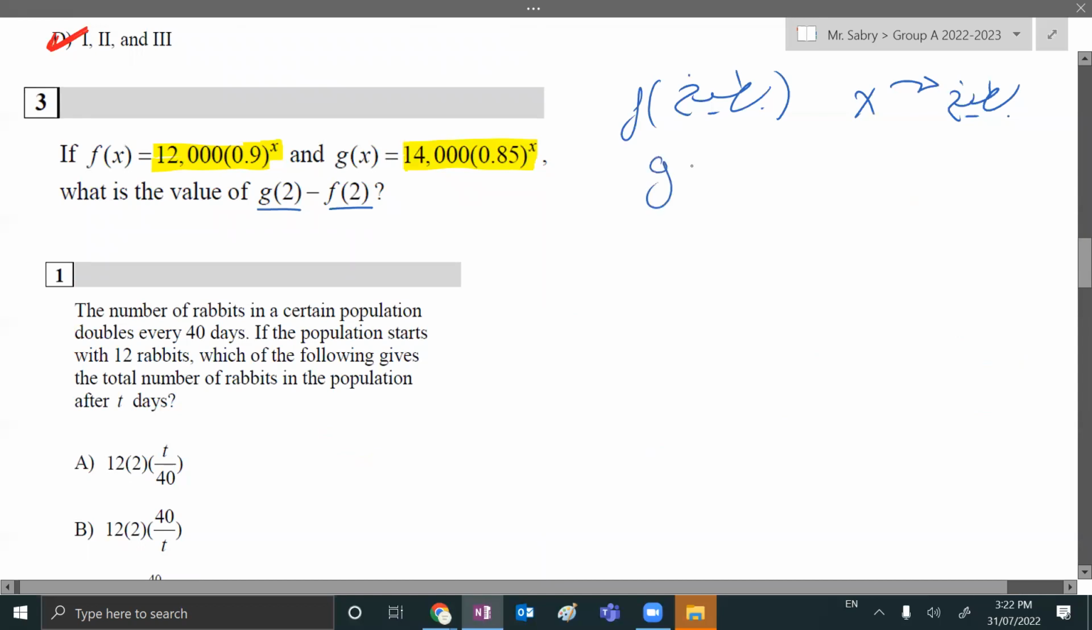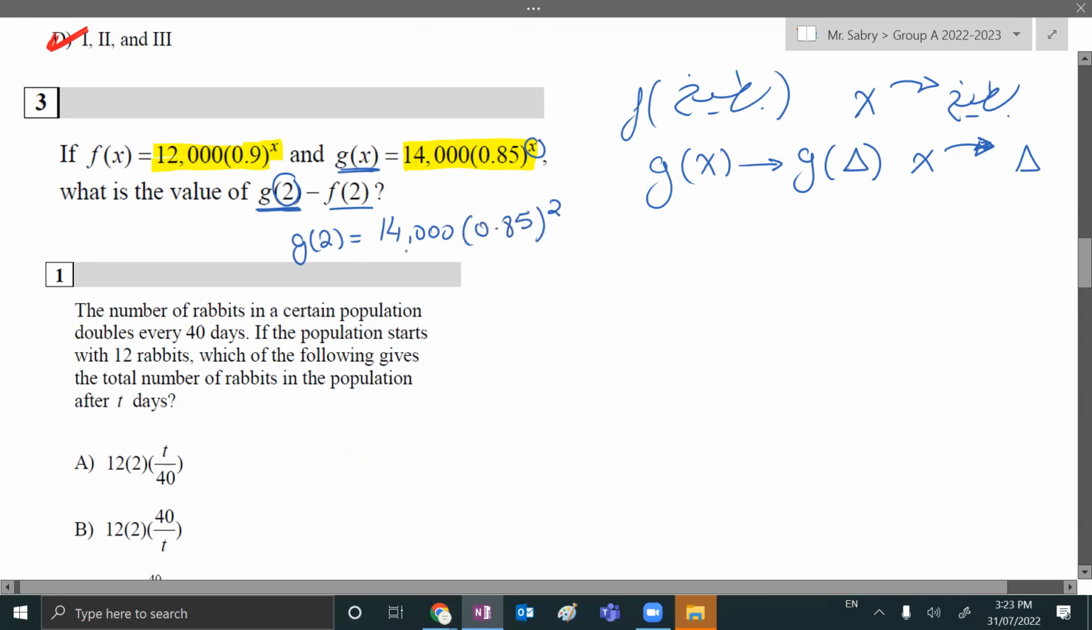So let's say you have a function called g of x, and then I said suddenly I need g of a triangle. What does that mean? It means that you'll switch every x and substitute a triangle instead of it. When they say here I need g of 2, this means I should go for the function called g, which is this one, remove its x, and substitute this 2. So I'll go for g of 2, write 14,000, and then the 0.85, and then to the power of 2. That's the g of 2.